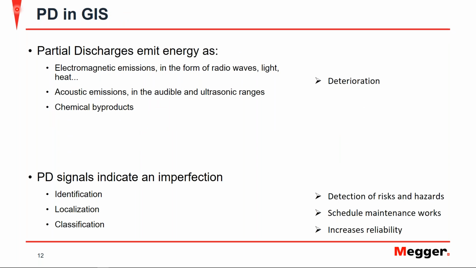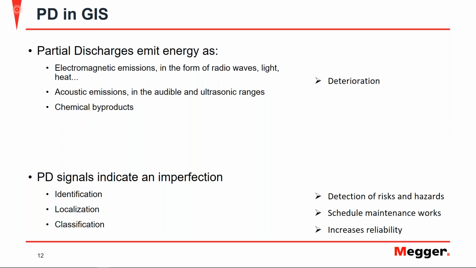Now, partial discharge does emit energy in several different ways. One of those is electromagnetic emissions in the form of radio waves, light, heat, and even very high frequency or ultra high frequency, which we'll look at later as well. There's also acoustic emissions, where the partial discharge that takes place actually creates a pressure wave that then creates a sound wave that propagates through the GIS system. There's a slide to illustrate that a little bit later as well. And these are in the audible and ultrasonic ranges, so slightly lower frequencies than the electromagnetic emissions.